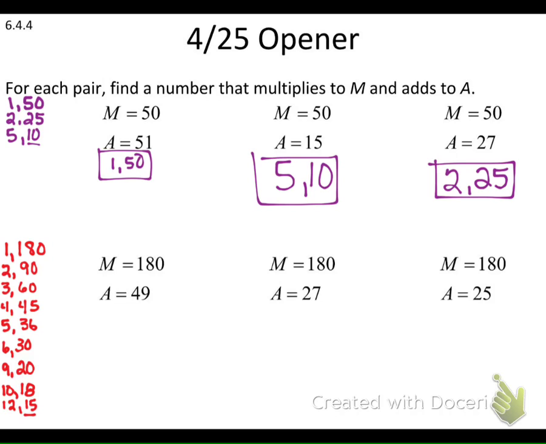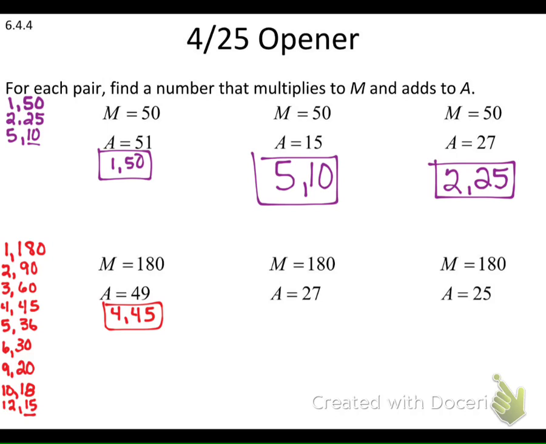So now I'm going to look. Which of these factors can I now add together to get 49? Michael. 4 and 45. Good. So 4 times 45 will get me my M, which is 180, but 4 plus 45 will get me my A of 49.